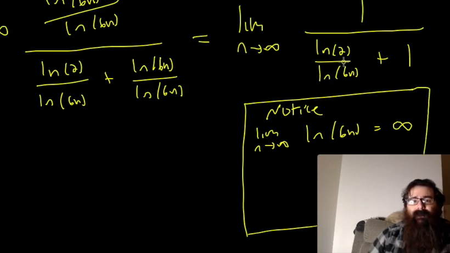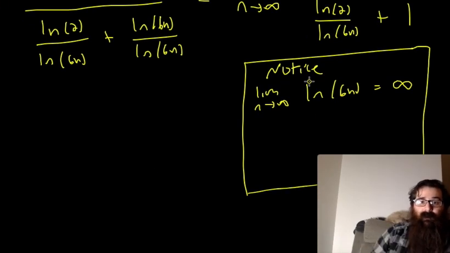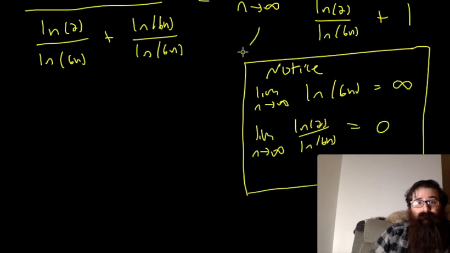And think about what that means then. So this term is really natural log of 2 divided by something headed to infinity. Natural log of 2 is just a number, just a constant. So I have a number divided by infinity, and we know what that's going to do. That's going to head to 0. So I could go here and put in my notice box: the limit as n goes to infinity of natural log of 2 divided by natural log of 6n is actually 0.